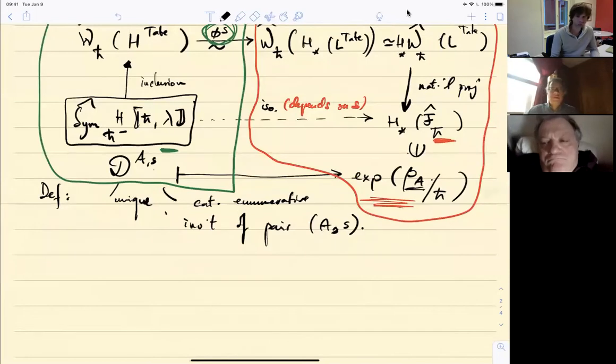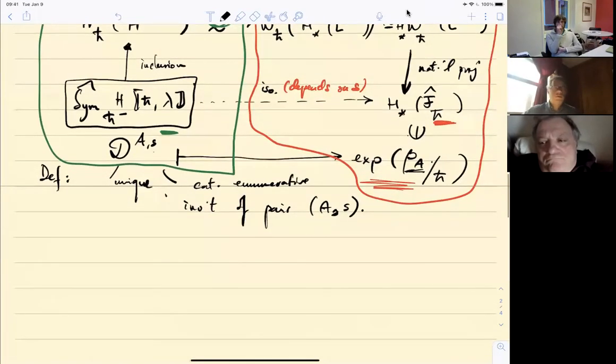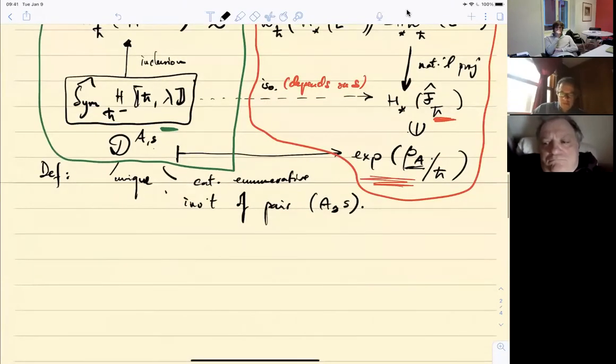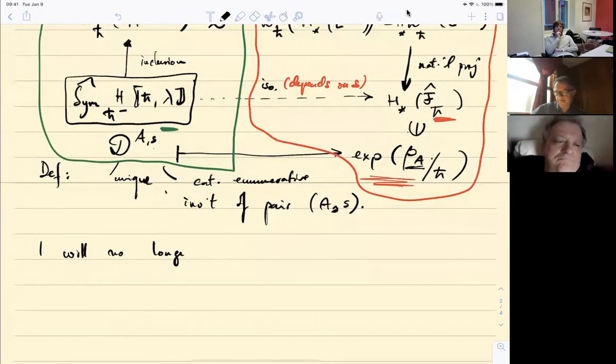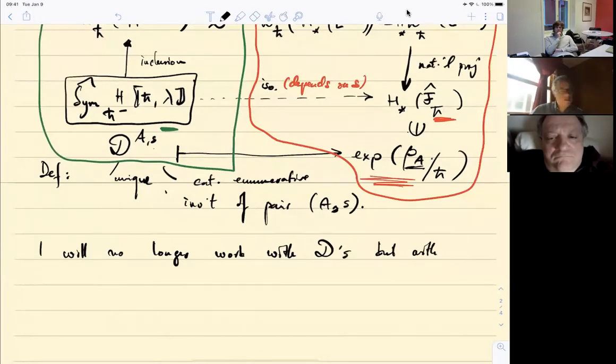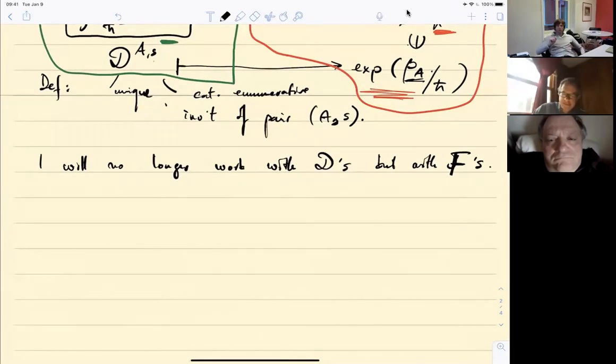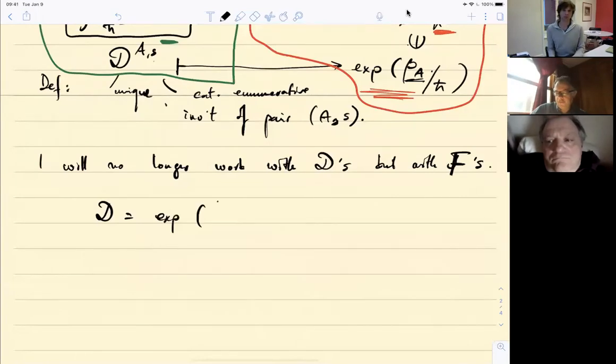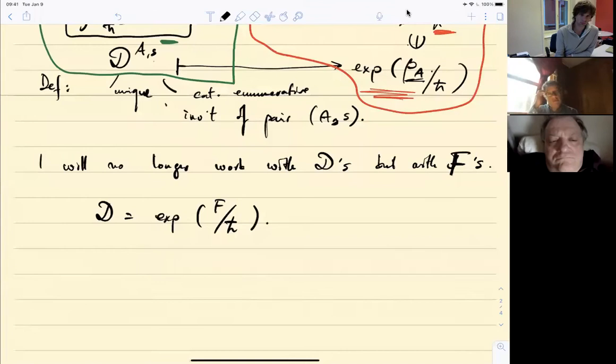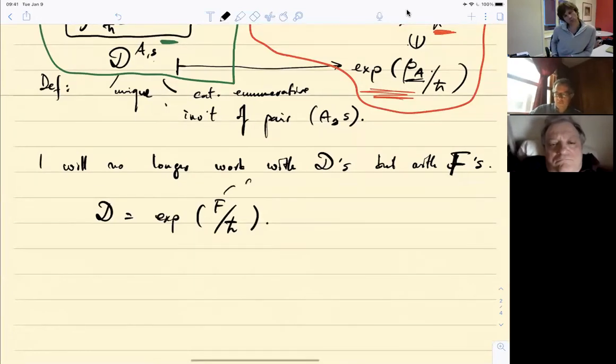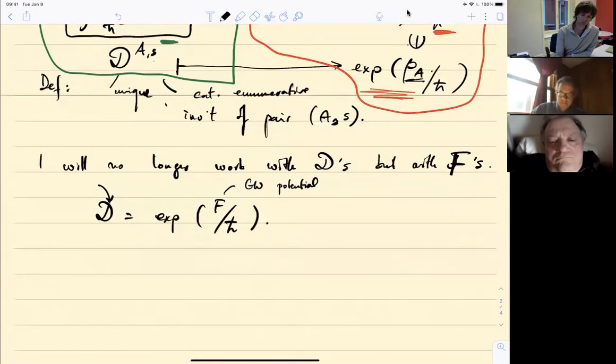All right. Now that we have the abstractly defined thing, we need to make it more concrete. So first of all, I will no longer work with these, but with capital F. In Gromov-Witten theory, the relationship is always the same: D is exp of F over H bar. So this is a bijective correspondence. If you know D, you know F, and if you know F, you know D. This would be the Gromov-Witten potential, and this is the full descendant, the exponential of the potential.